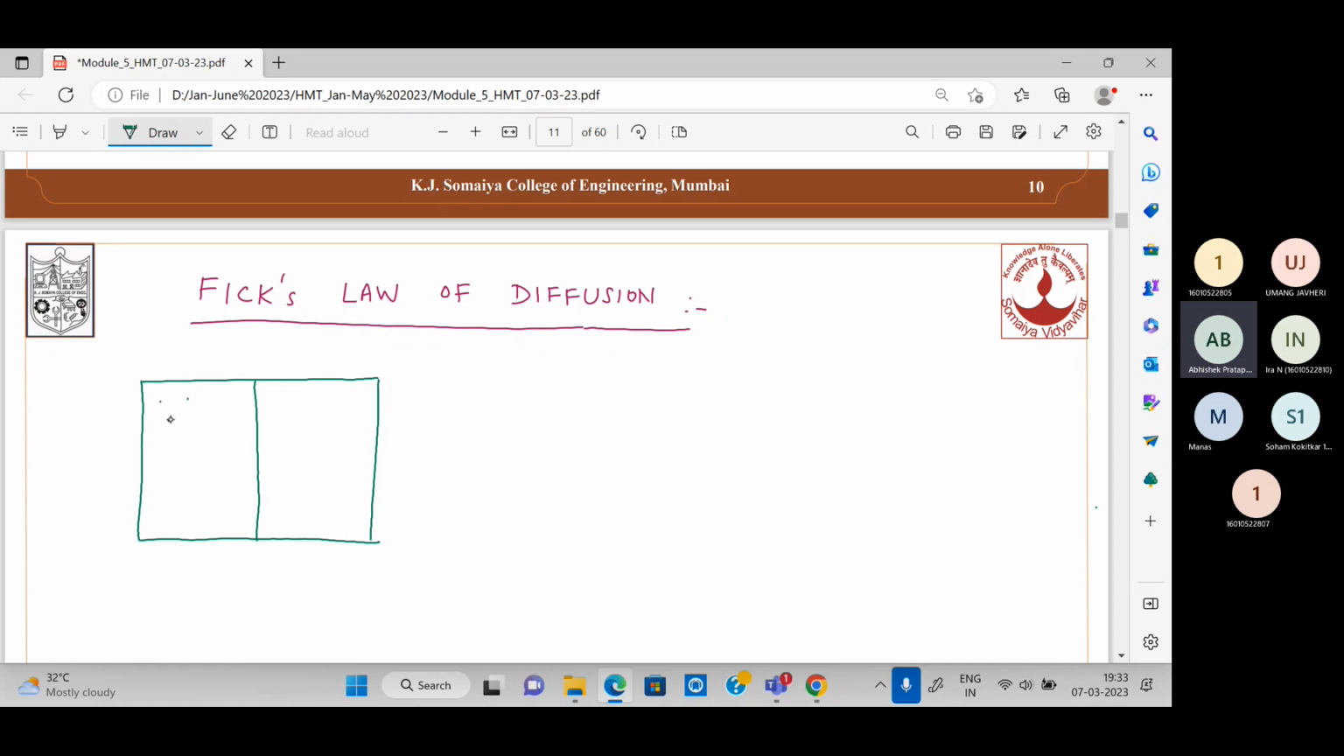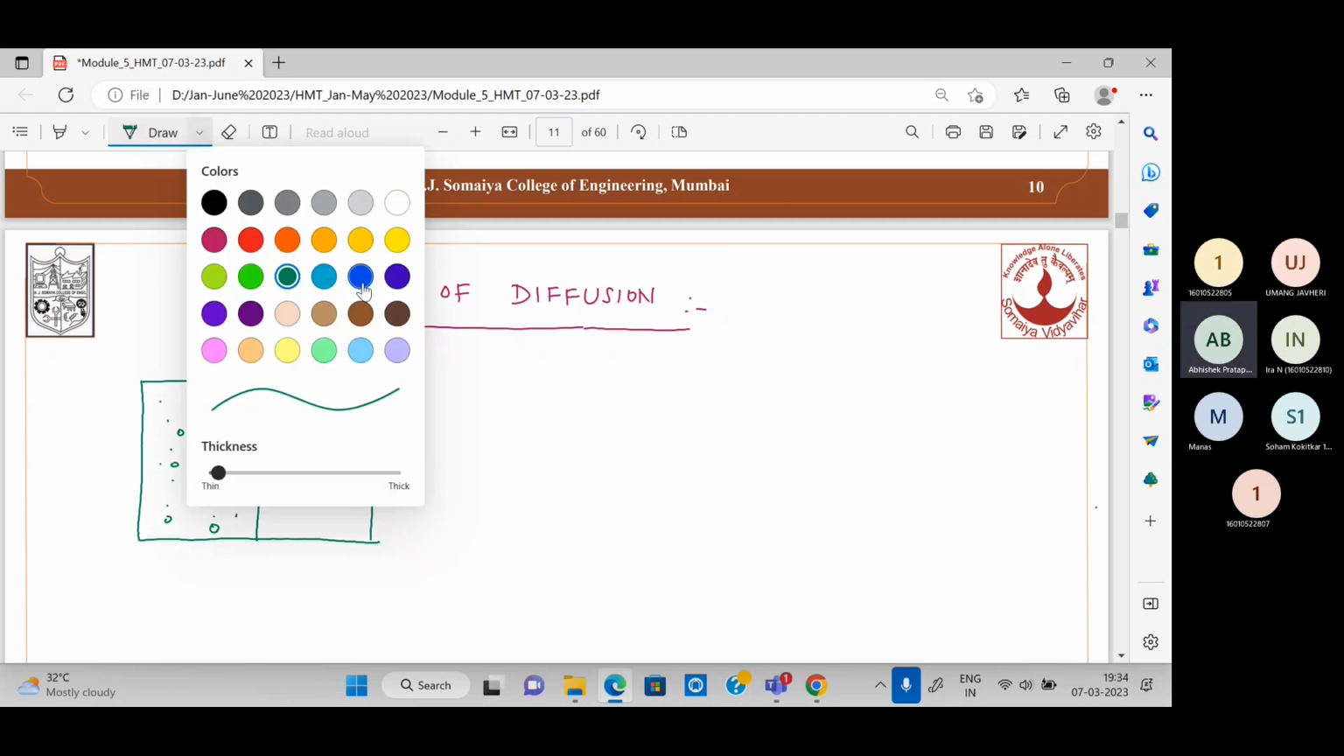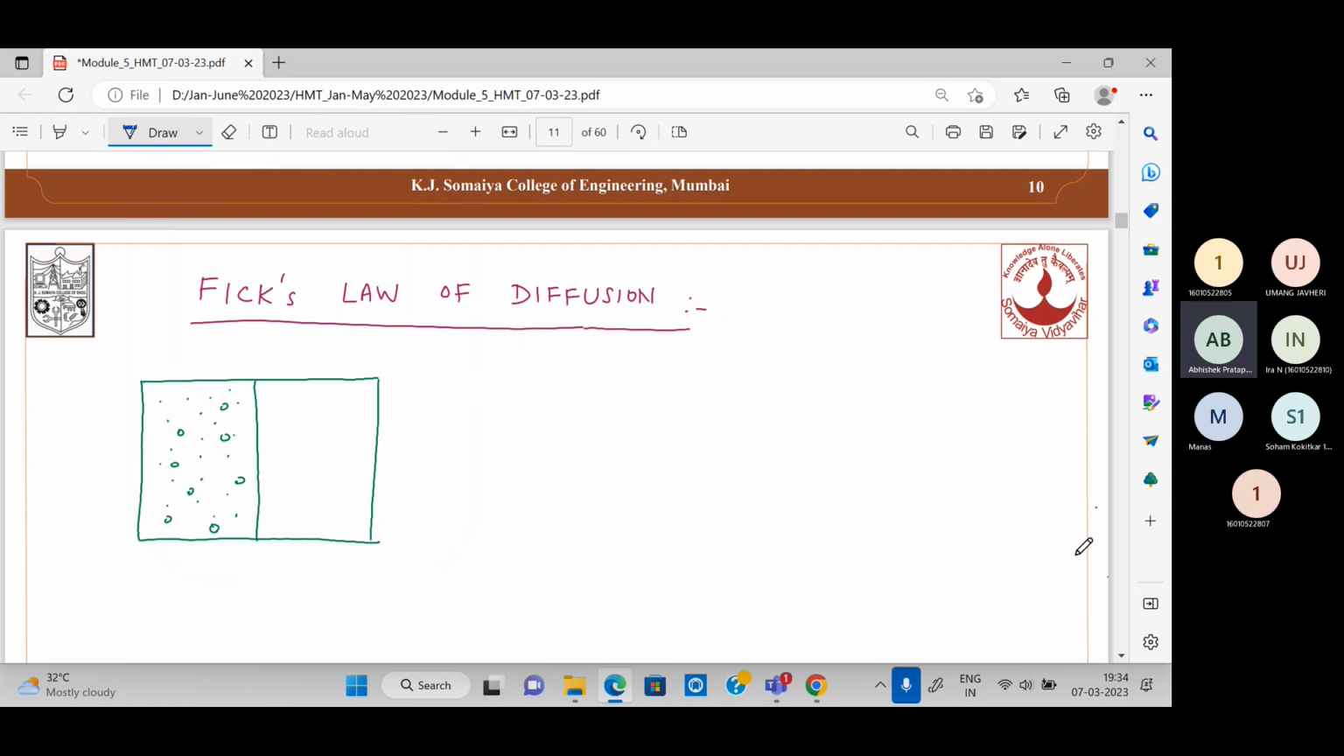Okay, so this is... okay now. Okay, just a minute. We'll draw this diagram first and then we'll go ahead.